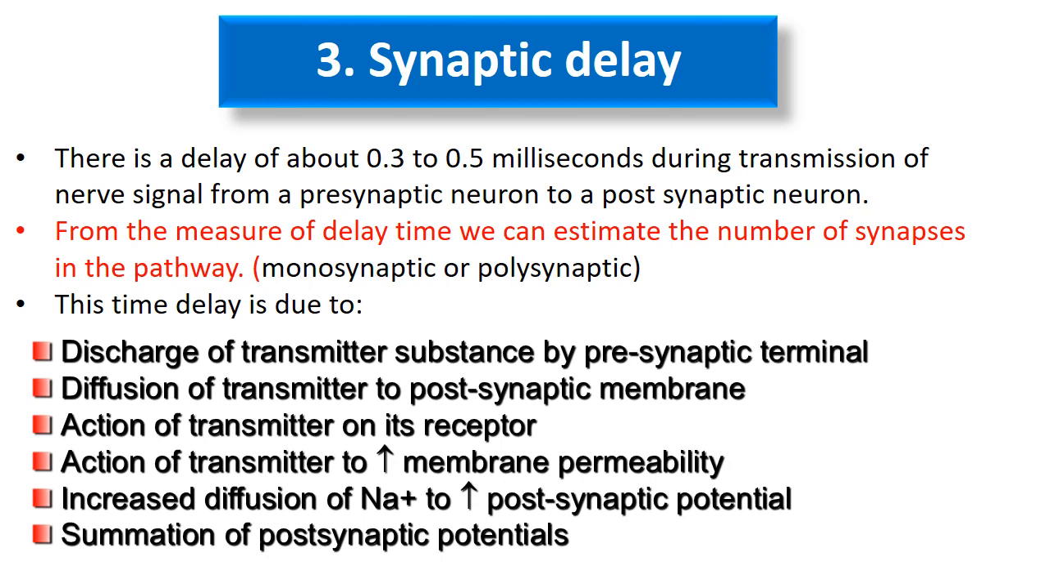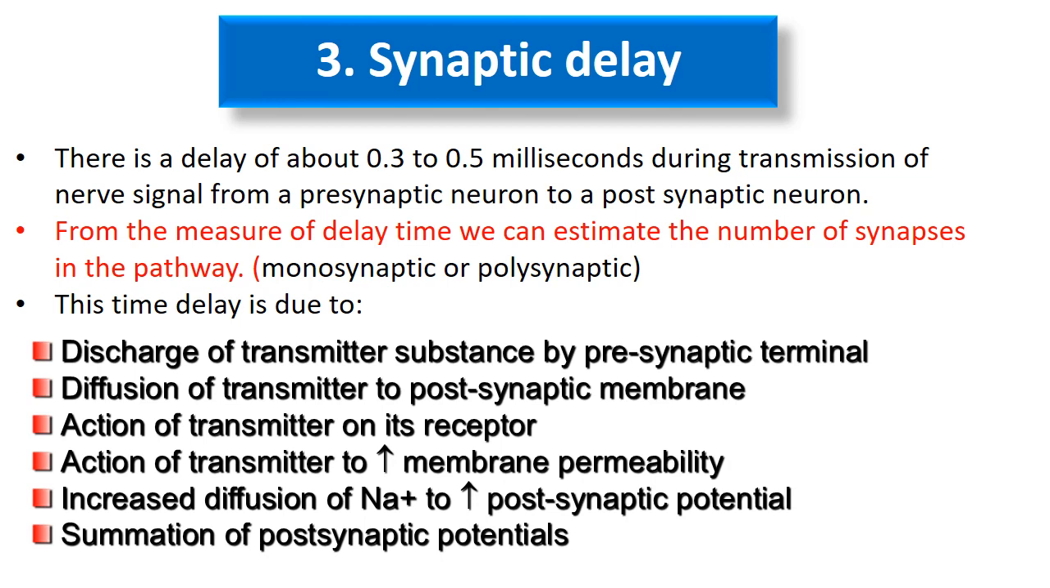Then diffusion of transmitter substance to the postsynaptic membrane. Once it's released, it slowly diffuses and moves towards the postsynaptic membrane. Then it binds with the receptors on the postsynaptic membrane. Binding will take time, but after binding, the membrane permeability is going to be changed.